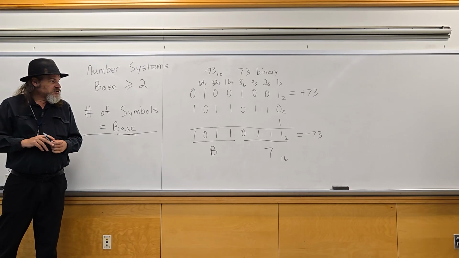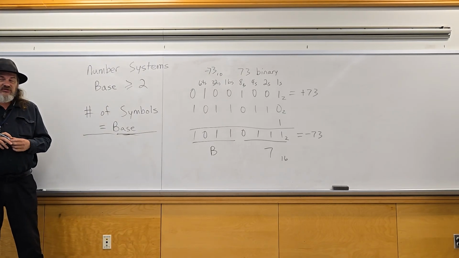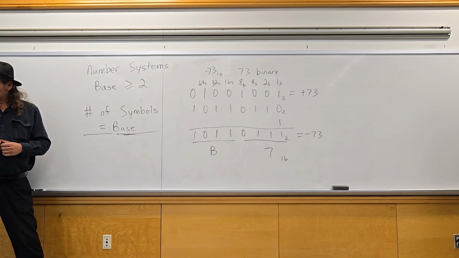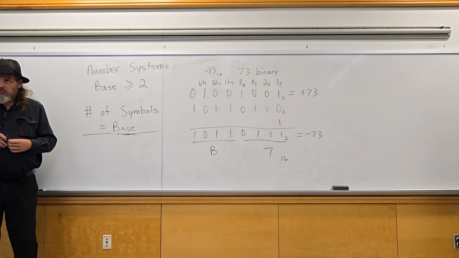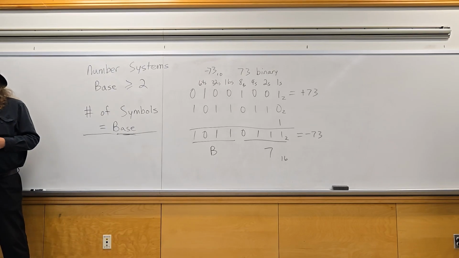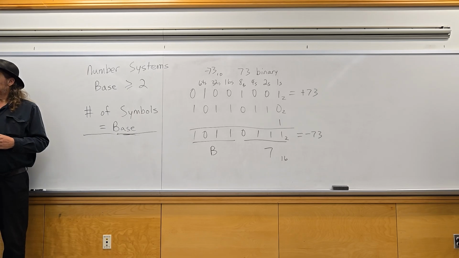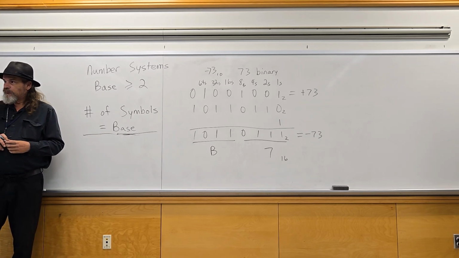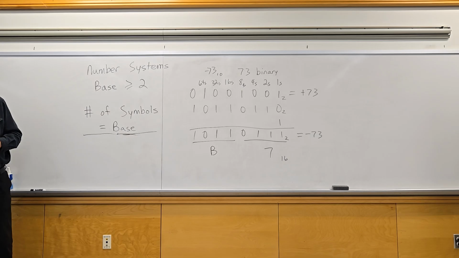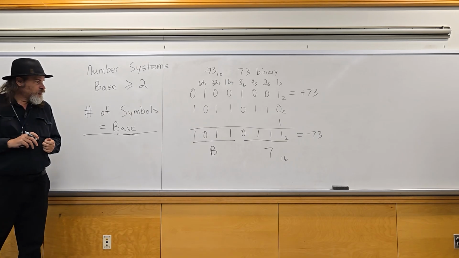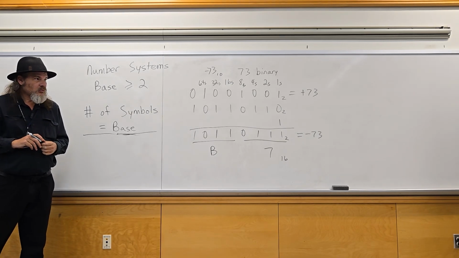So to convert a negative number to hexadecimal, you go to binary first, then convert the binary to a negative number, and then you convert the resulting negative binary number to hexadecimal. Just a few steps, but important to remember them.